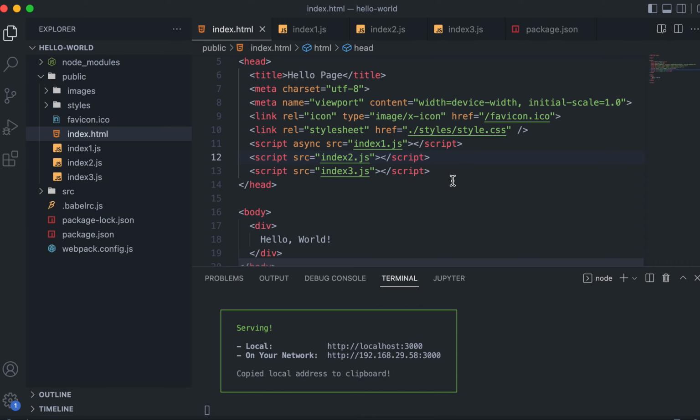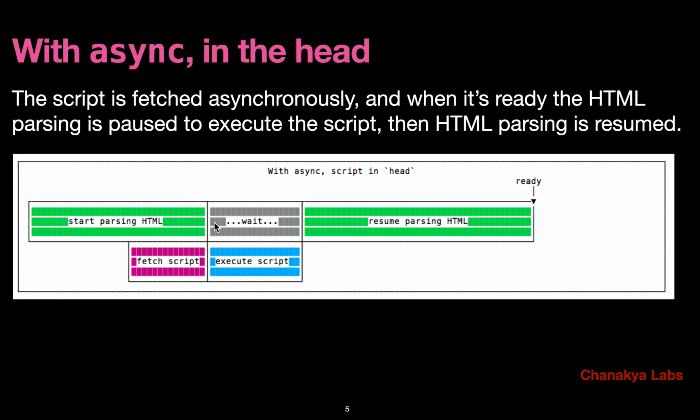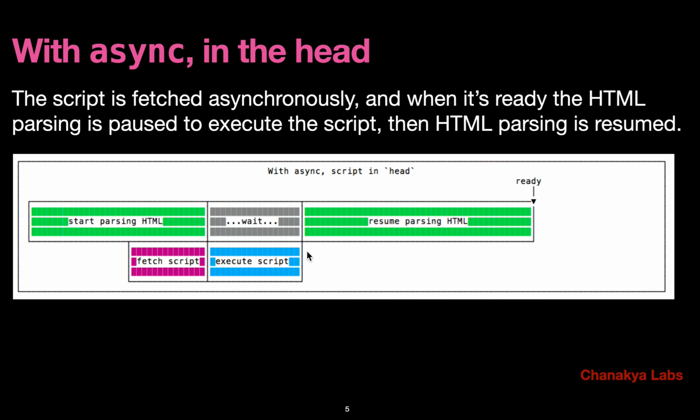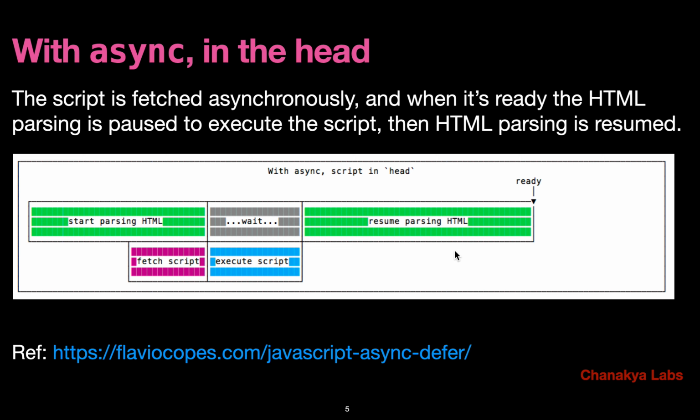The only idea is that we are just continuing, and whenever the script is available for execution, we execute it. But while executing, we have to pause the HTML parsing, and then it is executed, and then the parsing resumes. So this is async in head. Again, async or defer we want to use only in head, not in body, right? So mainly it is used for head only.